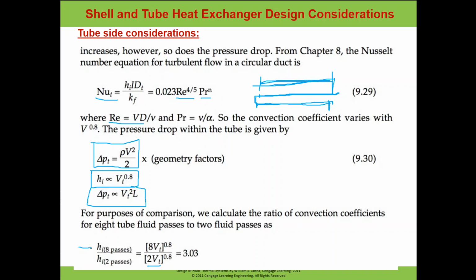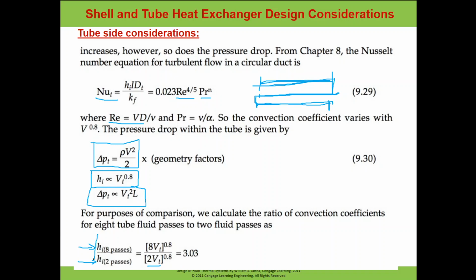So when the heat exchanger is 8 pass and when the heat exchanger is 2 pass, and when you take the ratio of the heat transfer coefficient, the heat transfer coefficient is directly proportional to the Reynolds number, and the Reynolds number is directly proportional to the velocity to the power 0.8. So from this expression we can write that if it is 8 passes, the velocity gets 8 times, so 8 vt raised to the power 0.8, and when the number of passes is 2, the velocity gets twice, so 2 vt raised to the power 0.8.